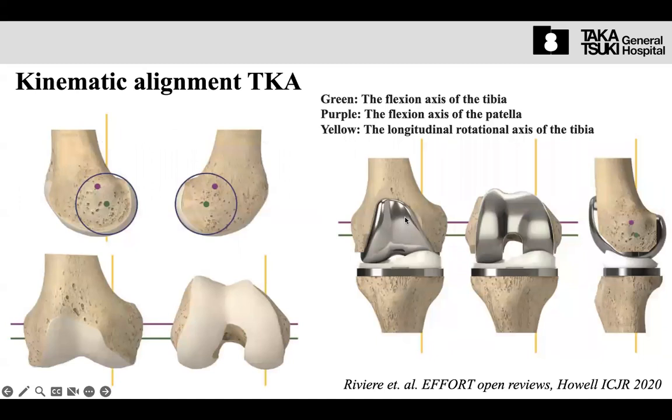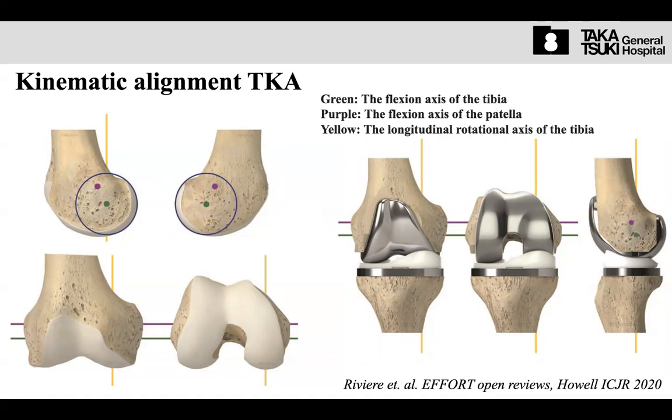Then now it has evolved to the kinematic alignment TKA. It is very widely known. It's very popular. It's a kind of boom of a new concept of total knee arthroplasty. So why kinematic alignment? Kinematic means the movement, so aligned to the movement of the knee. What is the movement? There are three types of movement in terms of the knee kinematics.